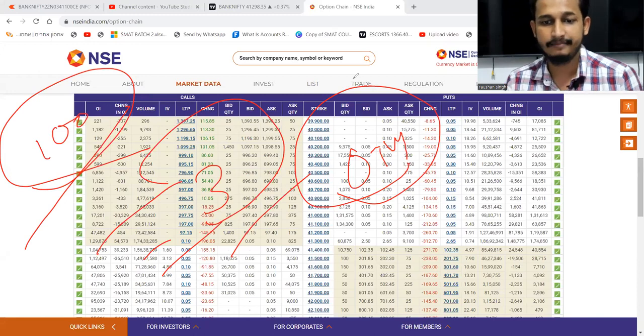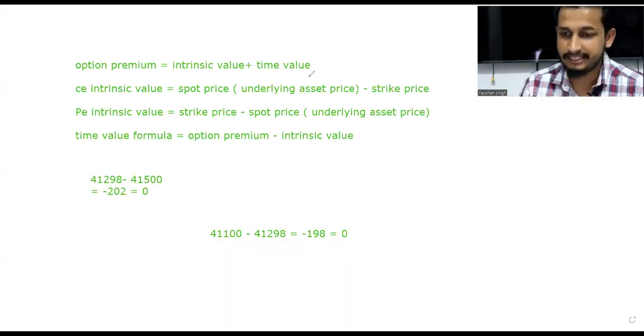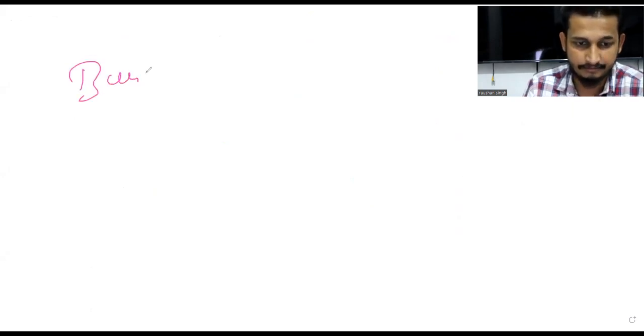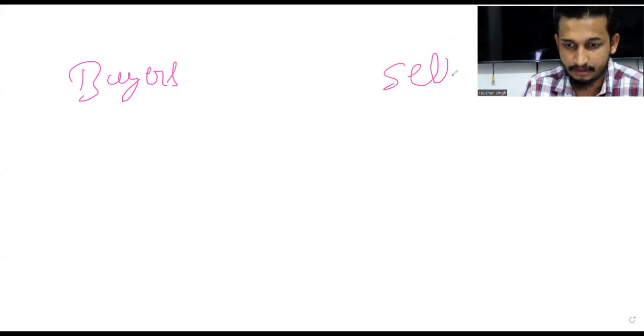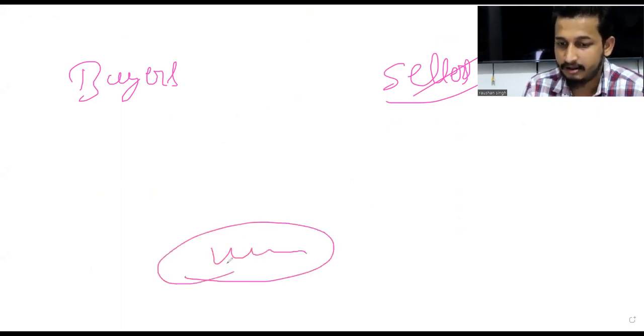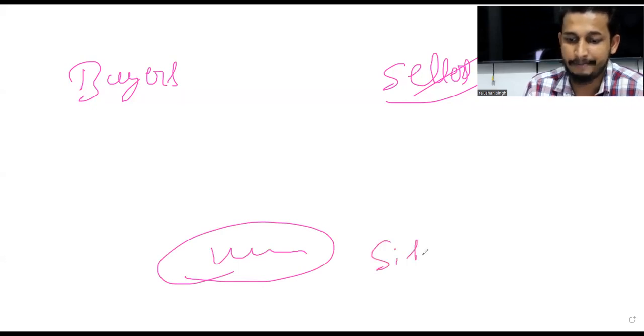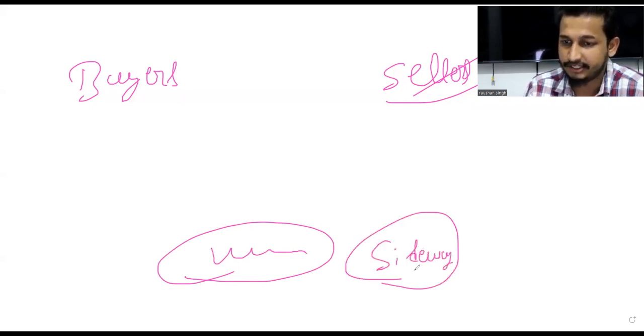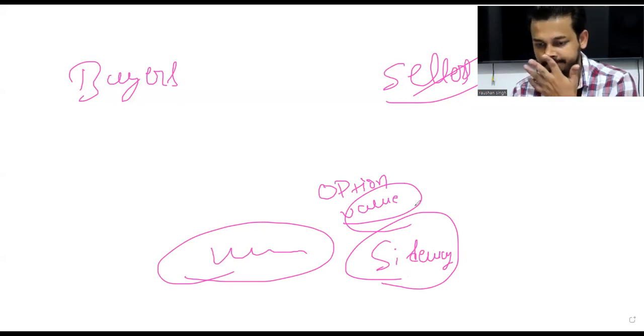Now let's understand the last topic of today's session: difference between buyers and sellers. So time value is anyway decreasing. जैसे जैसे टाइम पास हो रहा है वैसे वैसे टाइम की वैल्यू डिक्रीज होगी. If market goes sideways, what will happen? साइडवेज का मतलब क्या है? टाइम वेस्ट हो रहा है. तो what will happen to option value? ऑप्शंस की वैल्यू का क्या होगा?